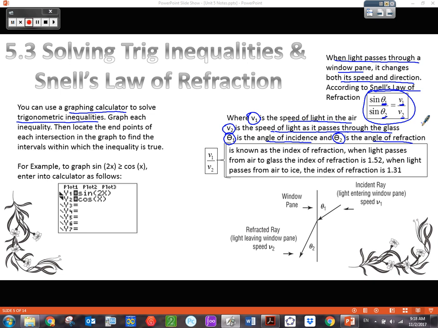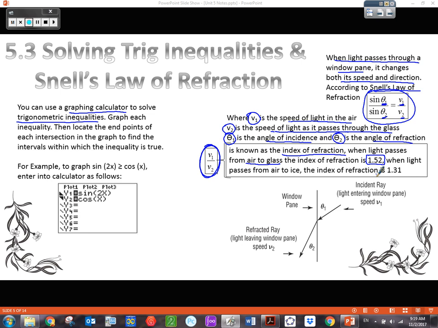Now let's talk about this ratio, this v1 over v2. Many times we're just given the ratio. That ratio is known as the index of refraction. So another vocabulary word. Like I was saying, this is heavy on vocabulary. That is the index of refraction when light passes from air to glass or whatever. The value of the ratio as light passes from air to glass is 1.52.